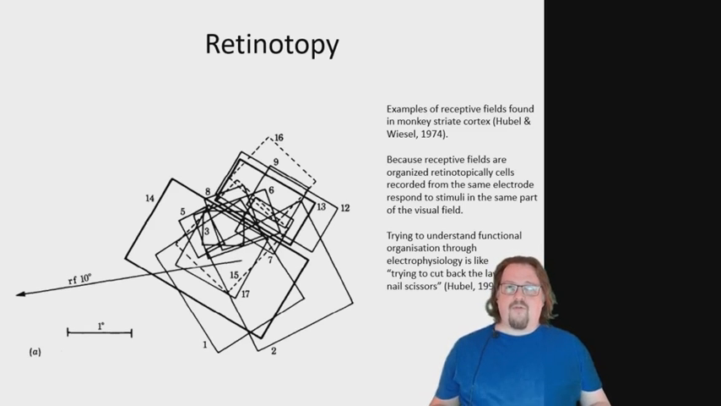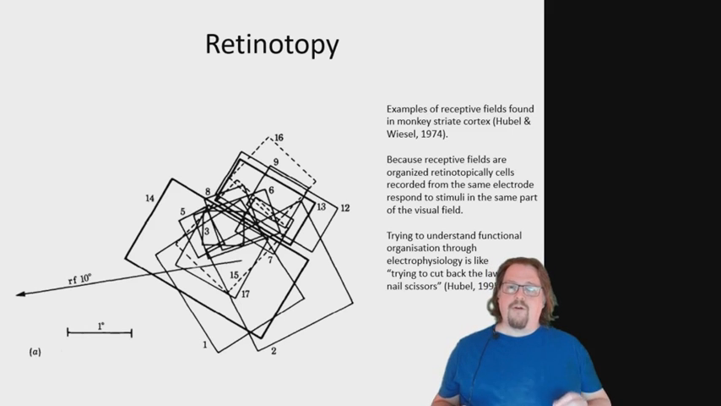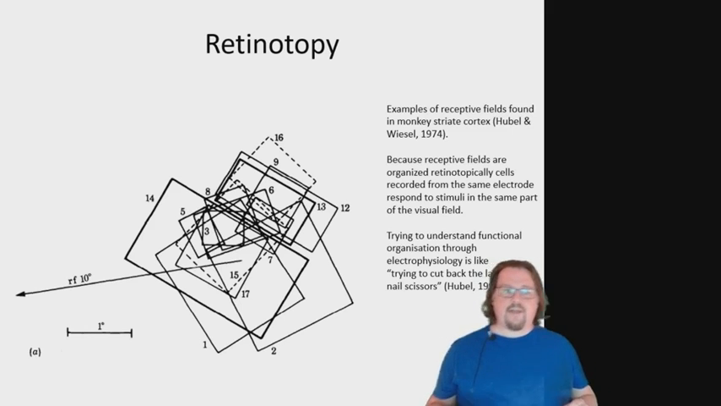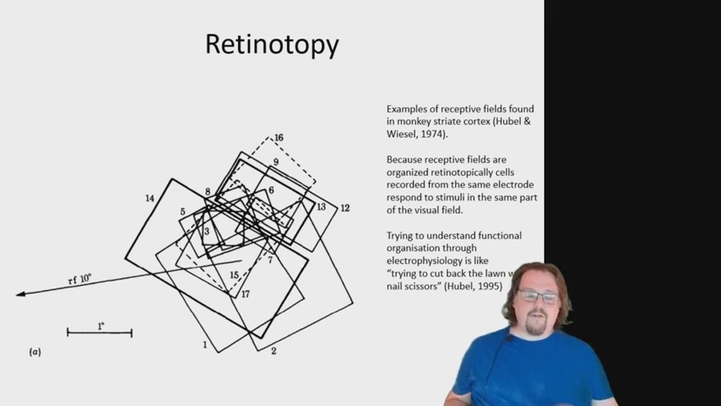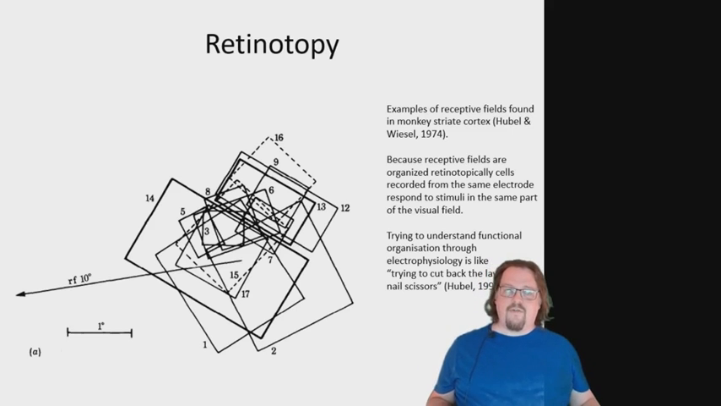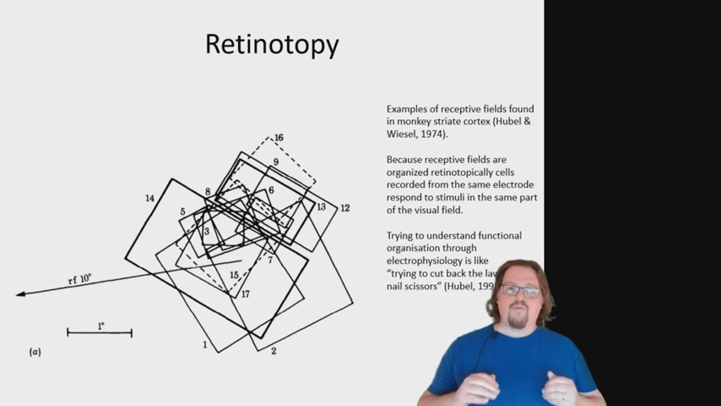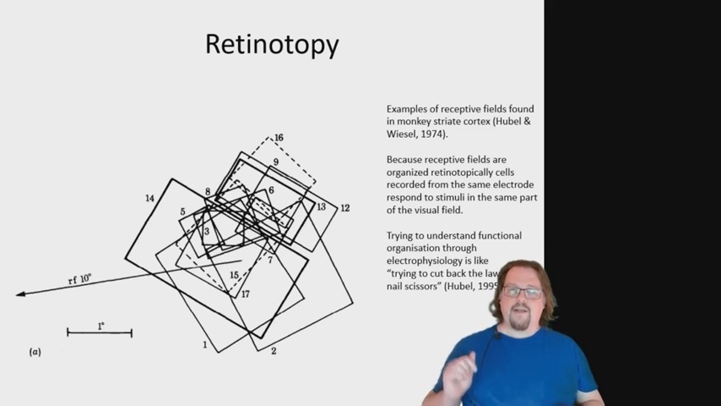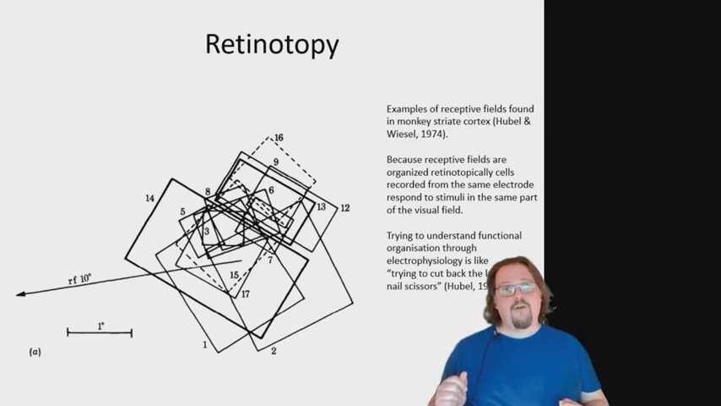The hint to this comes from the tunings of cells recorded from the same electrode. So what's shown here is a number of different receptive fields from neurons recorded from the same electrode in monkey striate cortex. And what you can see is that they're all located in roughly the same region of the visual field. So the arrow there points towards the centre of the visual field. Each of these cells responds maximally to a small region of the retinal image, roughly the same location. But trying to understand how this was organised would be almost impossible with single unit techniques. As the electrode moves, you don't see very much change in the tuning.